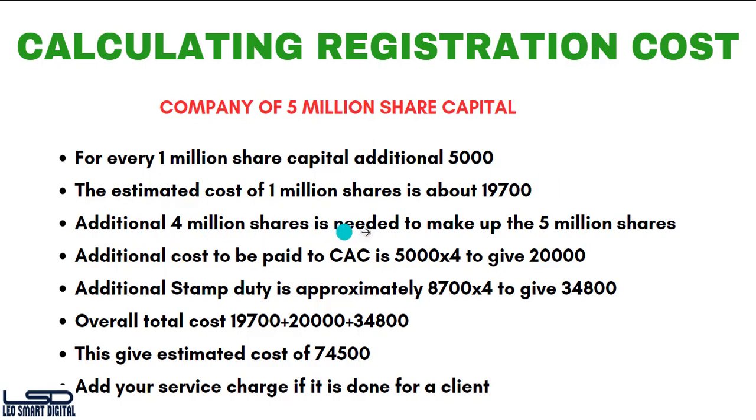Additional 4 million shares are needed to make up the 5 million shares. Additional cost to be paid to CAC is 5,000 times 4 to give 20,000. Additional stamp duty is approximately 8,700 times 4 to give 34,800. Now when you add the overall total cost, 19,700 plus 20,000 plus 34,800, this gives you an estimated cost of 74,500. So you can add the remitter charge, maybe 1,000, 1,500 or 2,000, and now calculate your service.